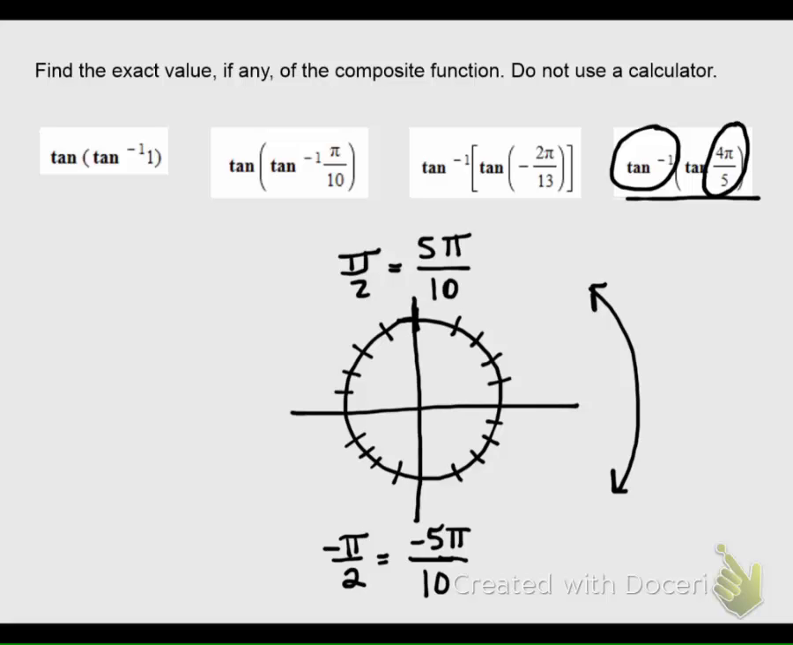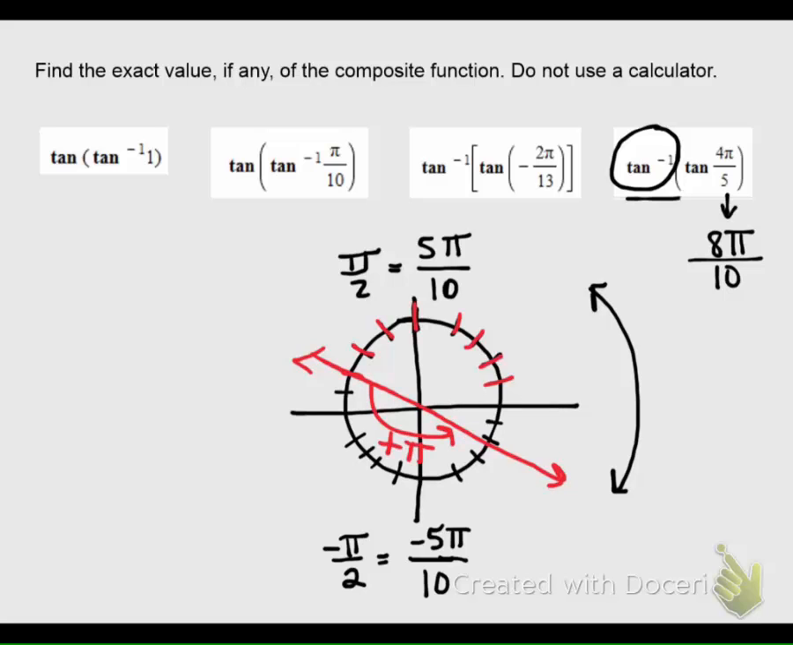Okay, now 4 pi over 5, we want to go ahead and write as a denominator 10. So that's 8 pi over 10. So we need 8 tick marks. That's 1, 2, 3, 4, 5, 6, 7, 8, which takes us to the wrong quadrant. The tangents are kind of funny, the way you work those out. What you basically do is you add pi, or you may need to subtract it. I'll say add or subtract pi to move into the correct quadrant, because tangents are off by pi's.